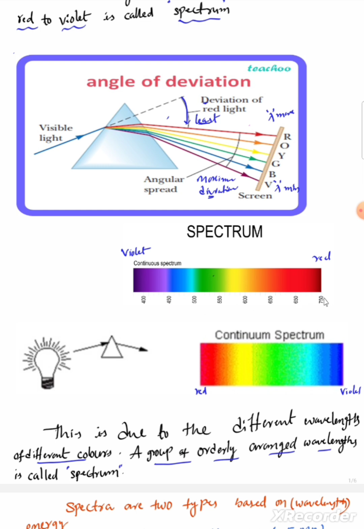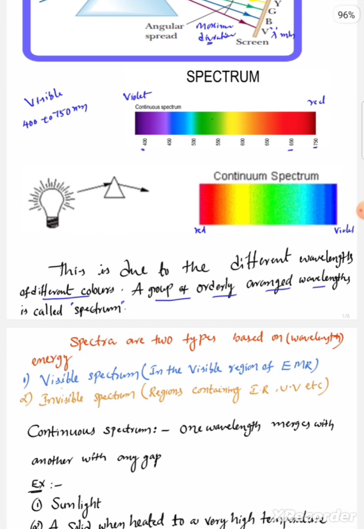For example, the wavelength of red is 750 nanometers and violet is 400 nanometers. This is visible light. White light is visible light. Its wavelength range is 400 to 750 nanometers. We can see this light. This white light is splitting into 7 colors. This is about spectrum.